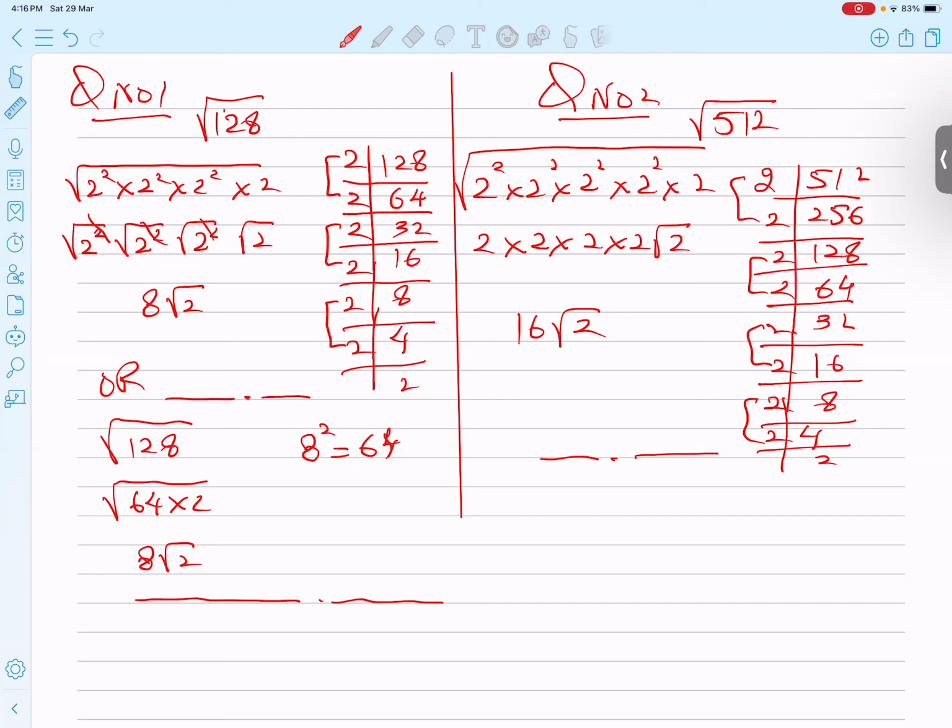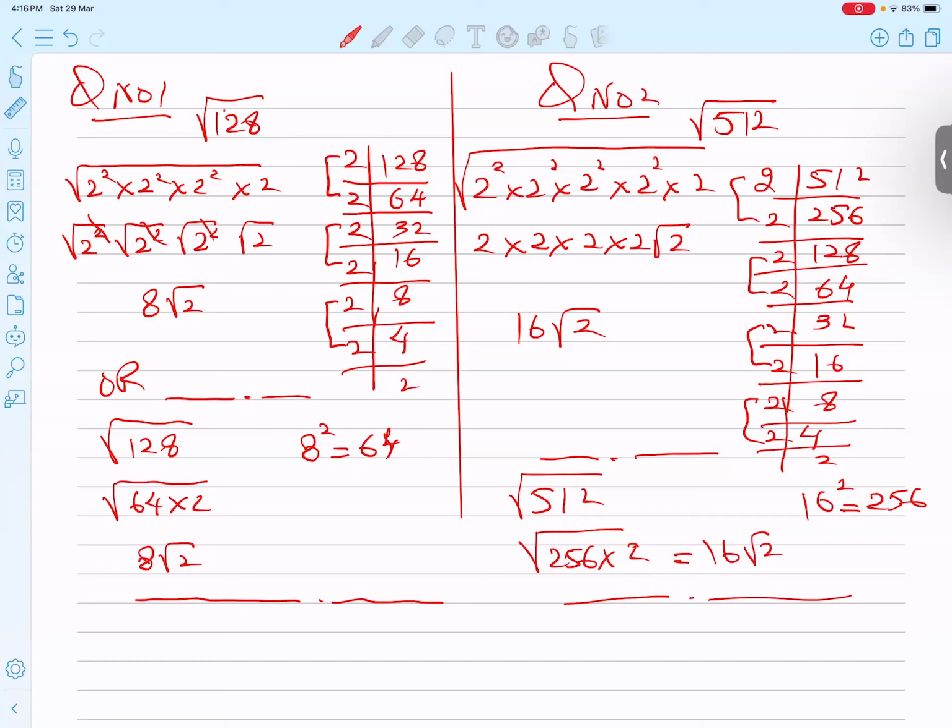The shorter way is you must know 256 is 16 to the power 2. You must know it, okay? So I can break it in 2 portions. I can say 256 into 2, and basically this is 16 to the power 2. So I can tell you directly 16 root 2. Alhamdulillah, shorter way and longer way. As a teacher, I suggest you memorize some square numbers.